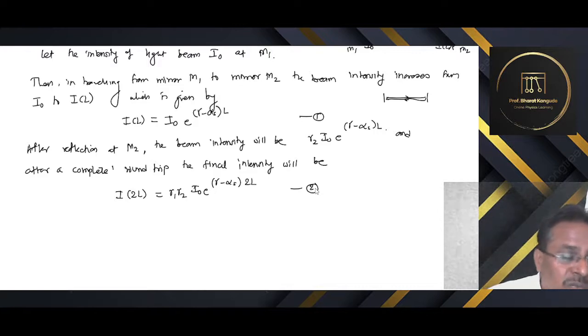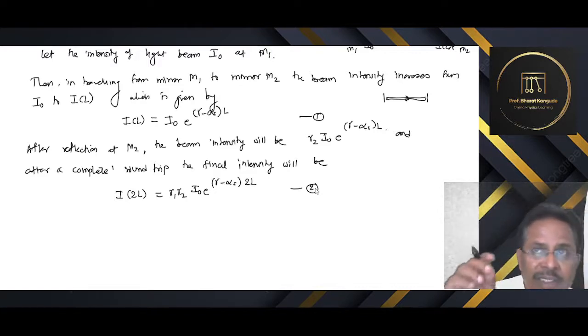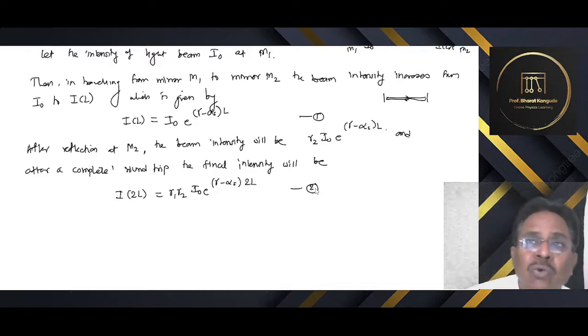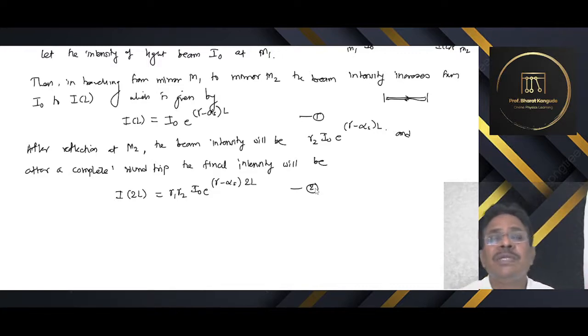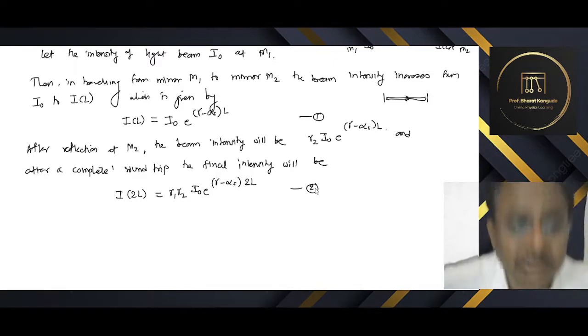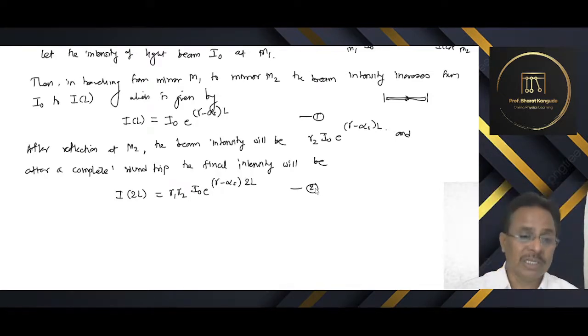So we have calculated IL, the intensity of the beam at mirror M2, and when it is reflected from mirror M2, the beam has traveled through the same distance L in the opposite direction. So when it reaches mirror M1, its intensity is given by I2L, because the total distance traveled by this beam will be twice L. Therefore, I2L is equal to R1 into R2 multiplied by I0 times e raised to gamma minus alpha S into 2L. And now, from these two relations, the amplification.